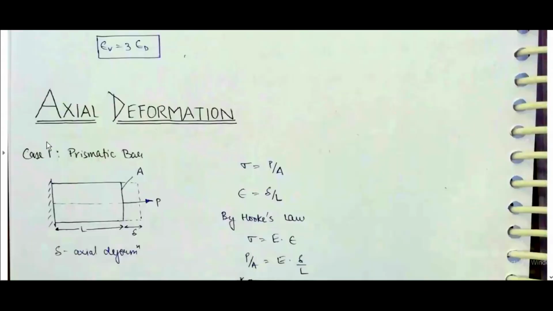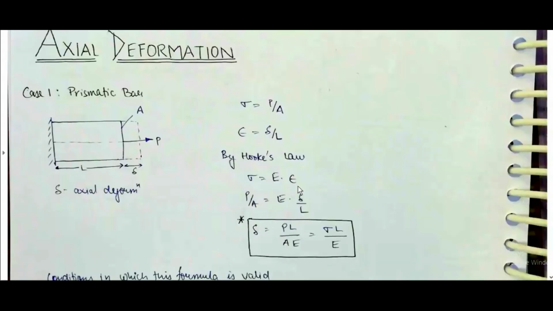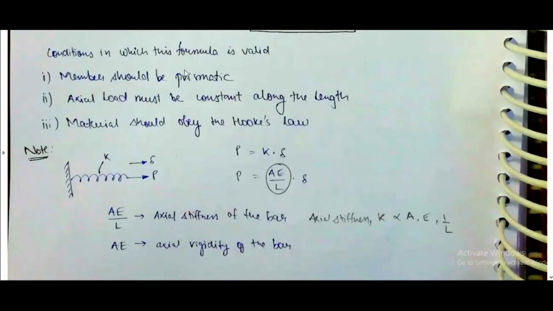Axial deformation. Case 1, prismatic bar, P is applied, length L. Sigma is equal to P by A. Epsilon is equal to delta by L. By Hooke's law, sigma is equal to E epsilon. P by A is equal to E delta by L. Delta is equal to PL by AE is equal to sigma L by E. Conditions in which this formula is valid: member should be prismatic, axial load must be constant along the length, material should obey Hooke's law.